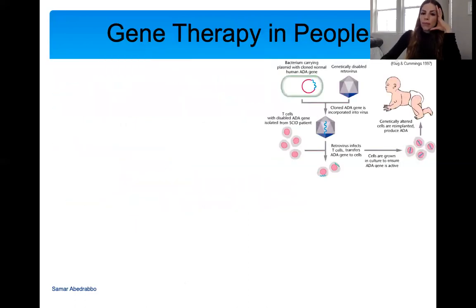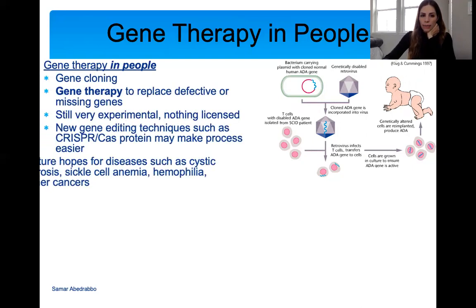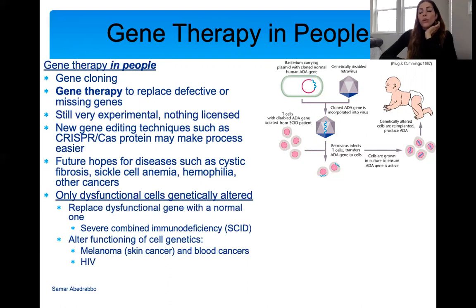And gene therapy in people. So this is another final topic that we're going to talk about in this lecture because it has to do with genetics. Gene therapy in people is a form of gene cloning. And let me put it all out and we'll talk about it. So it's still very experimental. It's not licensed yet at all. It could potentially be licensed in the next few years, but it's not. And it's gene cloning in people to replace defective or missing genes. So if a human is lacking a gene that's important, can you replace it? Or give them the gene that they're missing.